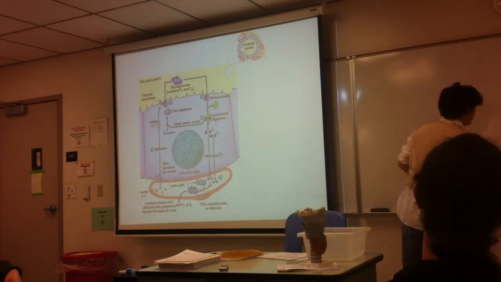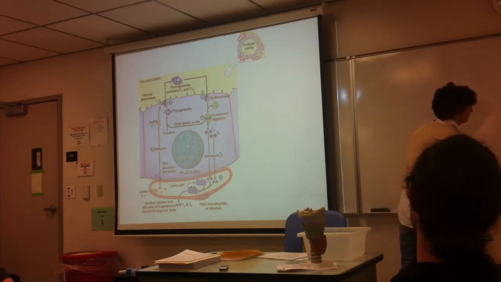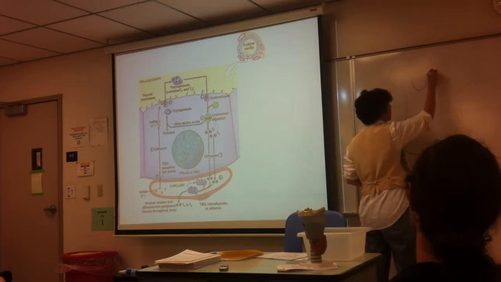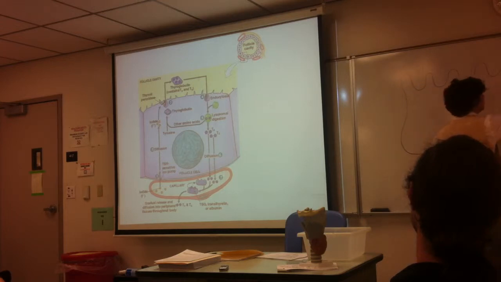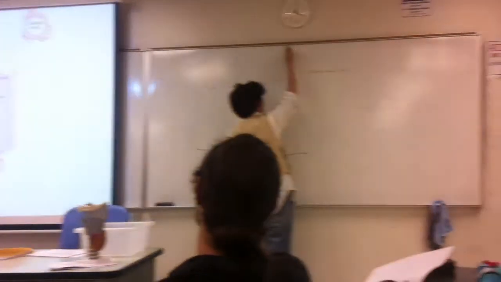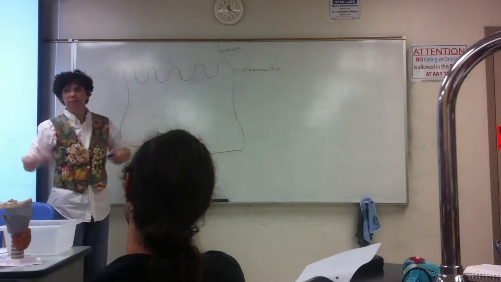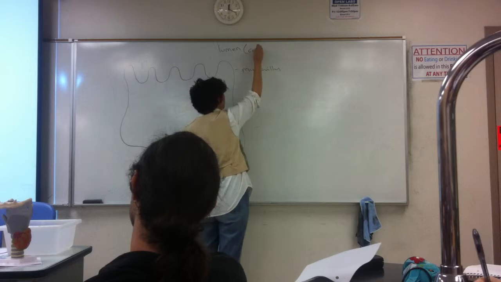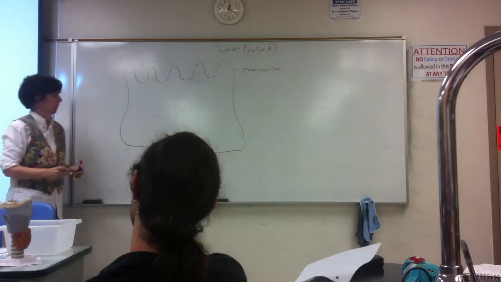So here is the simple cuboidal cell. Microvilli. This would be the lumen of the follicle. And all that stored thyroglobulin, iodinated tyrosine is called colloid. So that's what we call all that stuff that's in there.